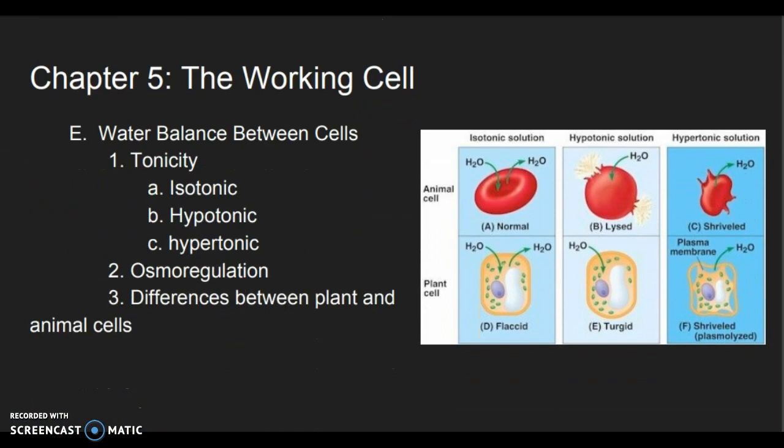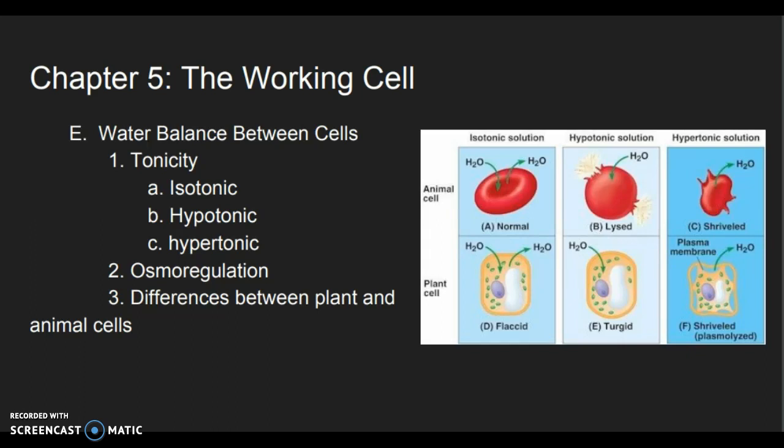Now, when speaking of water balance between cells, we often refer to their tonicity, and this can be seen in three key ways. You can have an isotonic environment, a hypotonic environment, as well as a hypertonic environment. Now, in an isotonic solution, there is essentially dynamic equilibrium between the concentration inside of the cell and outside of the cell. Now, this goes for both the water concentration and the solute concentration.